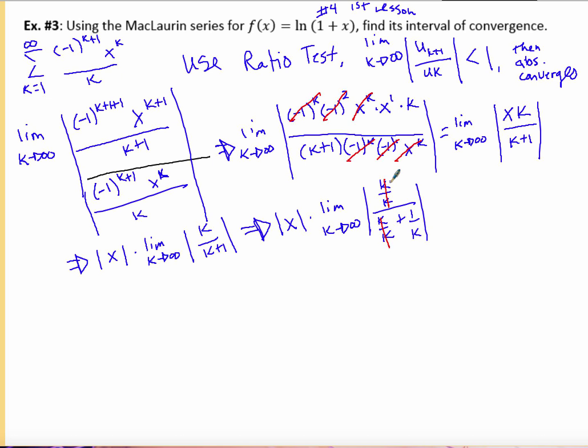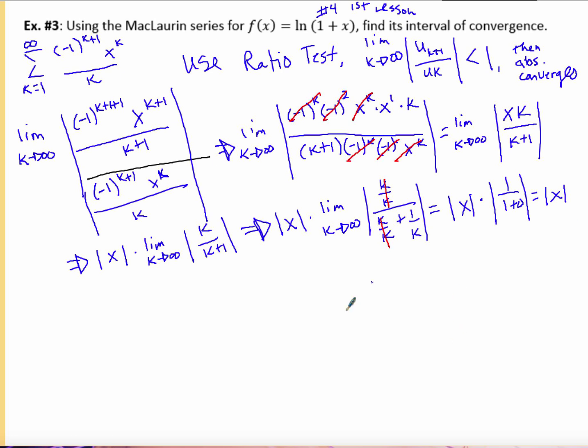But 1 is 1 and 1 is 1. So I end up with the absolute value of x times the absolute value of 1 divided by 1 plus 0, which is 1. And 1 times the absolute value of x is the absolute value of x.